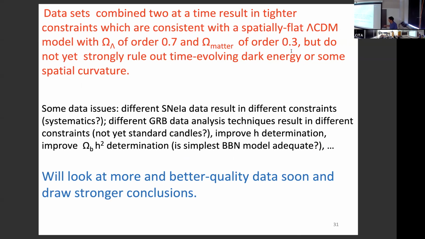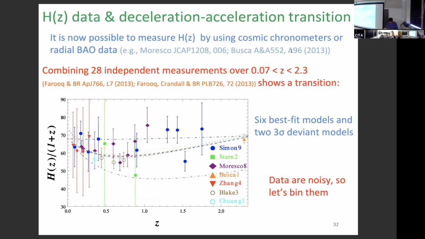There are issues. So depending on how you combine the supernovae data, you can shift the contours by half a sigma. And we saw that with the Hubble parameter data. You need to improve the Hubble constant value, otherwise you end up shifting the contours by half a sigma. And this is true for a lot of data sets, but I'll look at better quality data soon. And before I get there, this is a really nice qualitative explanation, discussion of this transition.